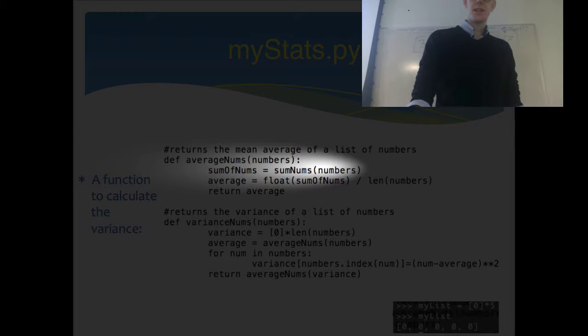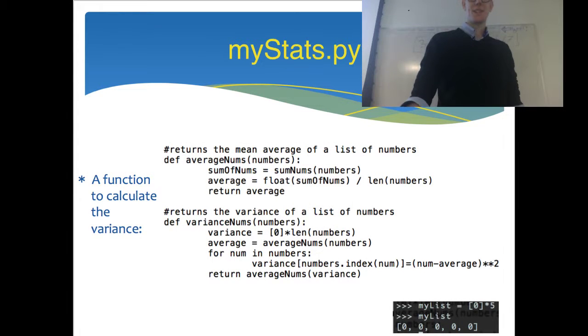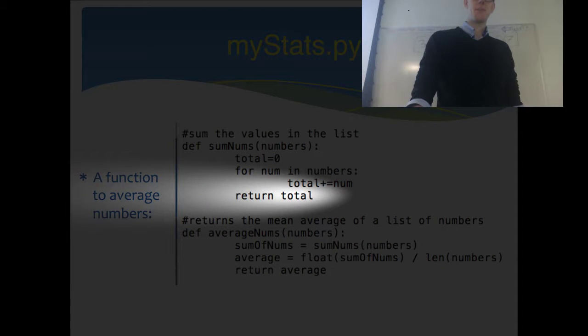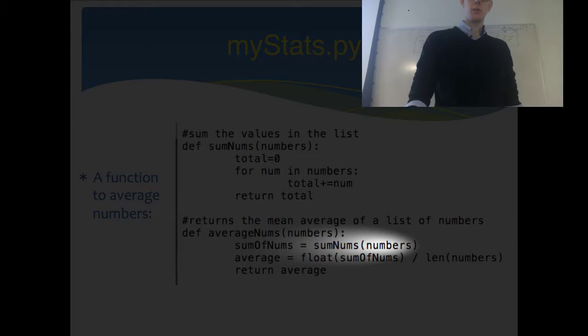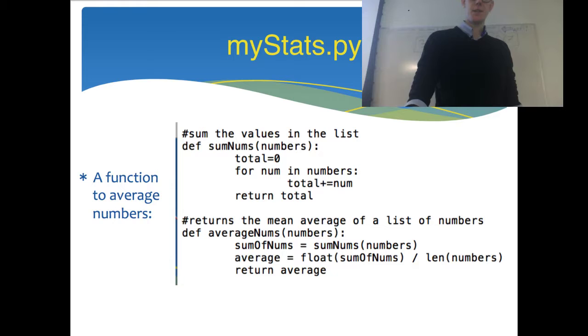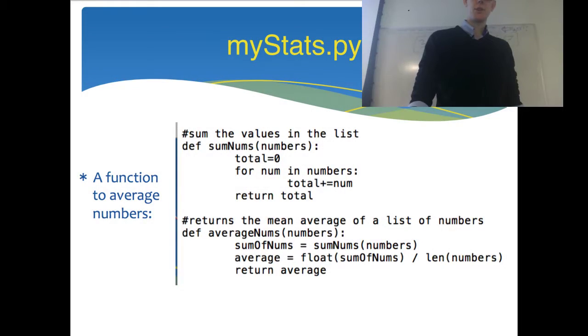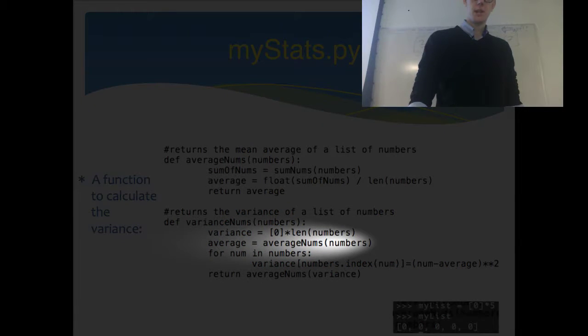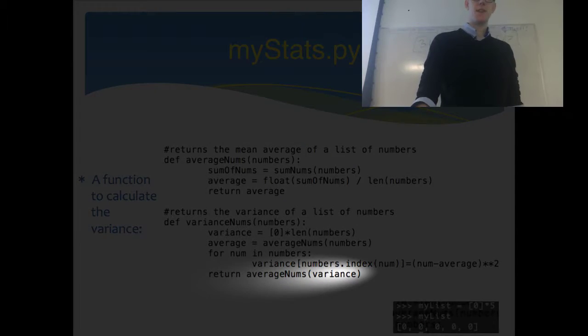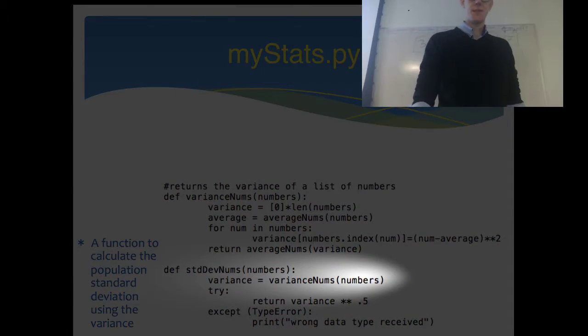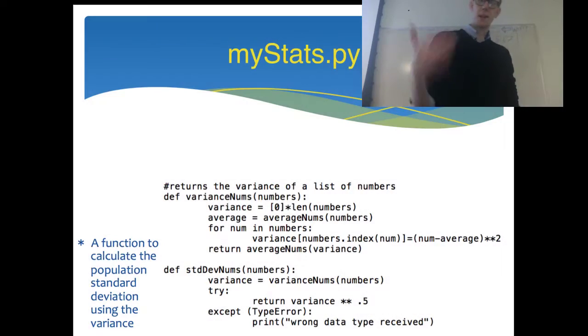The average number function gets the list, passes it to the sum of numbers function. So this numbers variable is still that list. The sum of numbers function calculates the sum and returns it to wherever it was called from. So the sum of numbers function was called from here, and the sum value is returned up to sum of nums. The average number function returns the average up to wherever it was called from, which is here. And the average number function will return the average, which will be stored here, and then the variance number function will return the variance to wherever it was called from, which was the standard deviation function, and the variance is passed all the way back up to the standard deviation function.